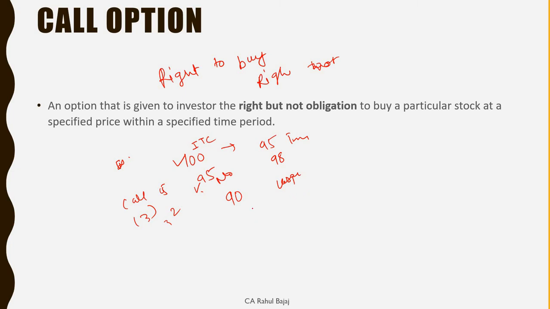However, if the share price turns out to be 105, then what will you do? You will buy. You will exercise your right to buy. So you will be buying at 95 rupees plus 3 rupees your call option cost, 98, and you will be selling it at 105. So 7 rupees per share you will be earning. That simple. I'm giving you a rough example.